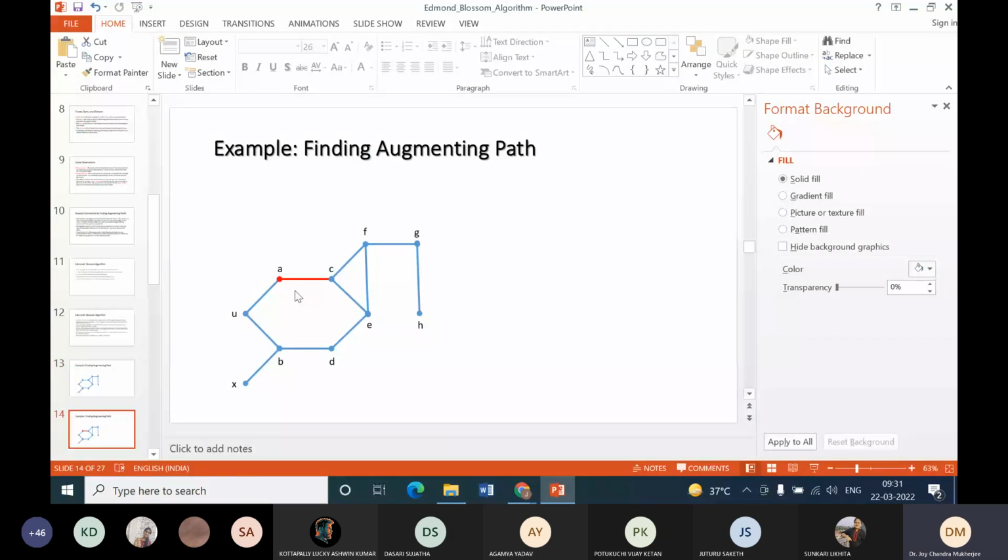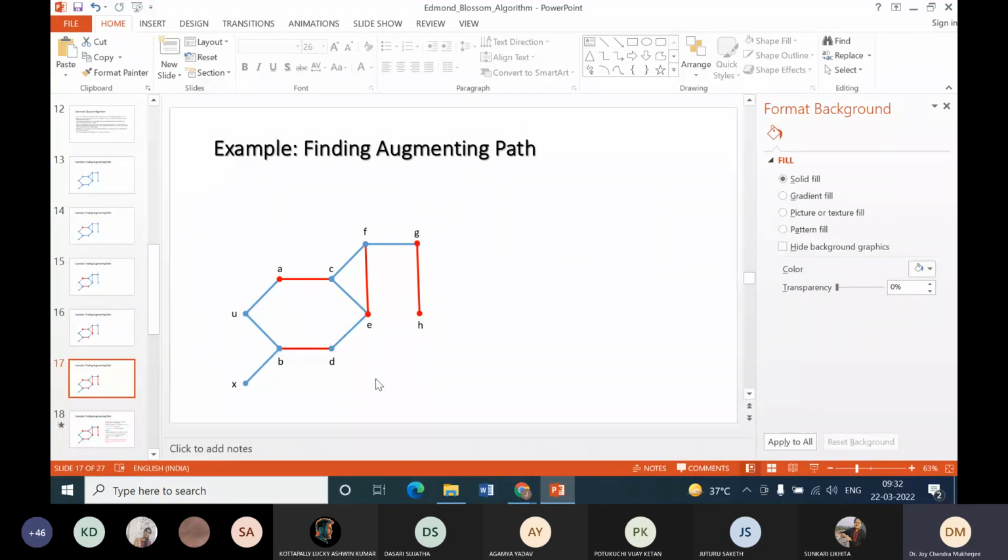From here I start an alternating path which starts from an unsaturated edge and I reach an unsaturated vertex. Since A and C are both unsaturated, I get an augmenting path. So I make it red. Okay, so this is the matching. Then I find another unsaturated vertex. Suppose that is B. So BD is another matching edge. Then FE is another matching edge. Then GH is another matching edge. Now I see that U is another unsaturated vertex.